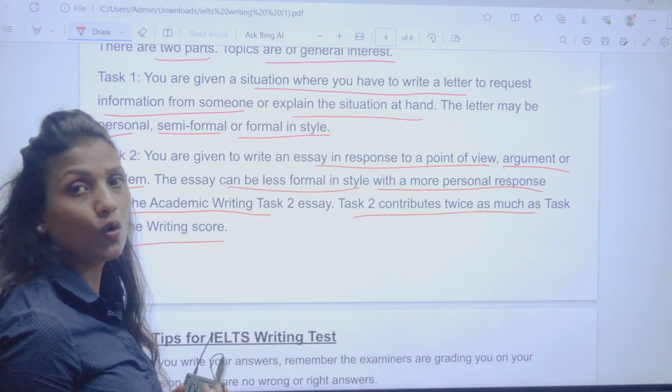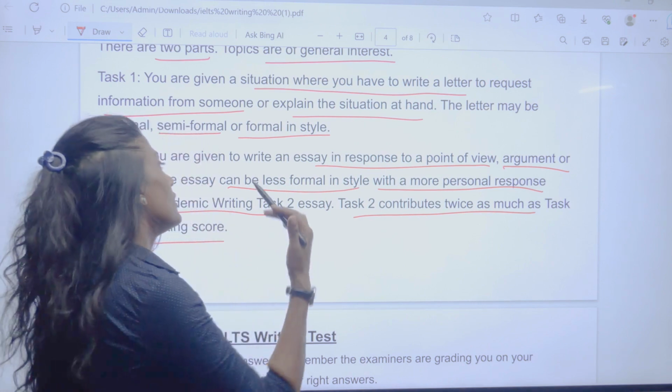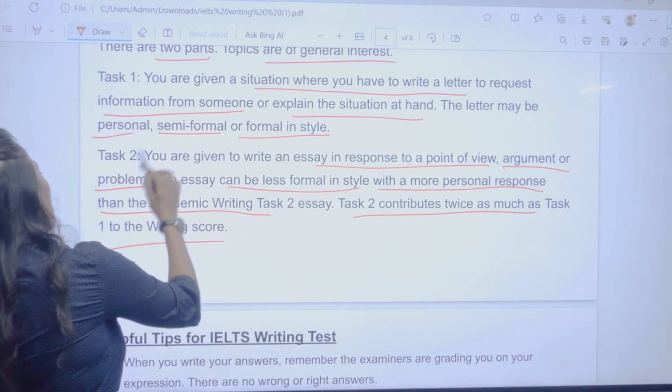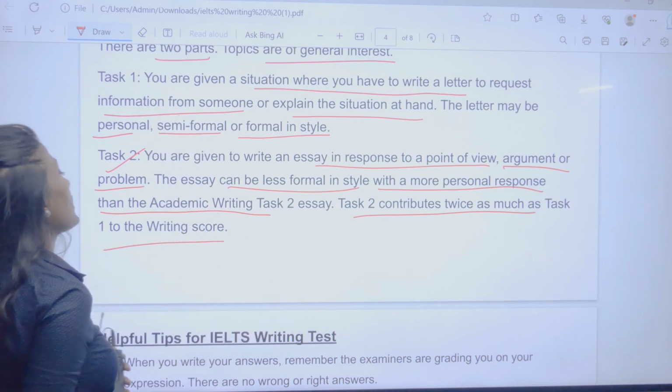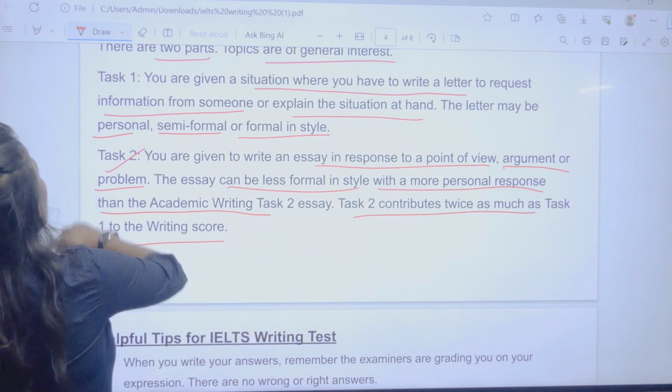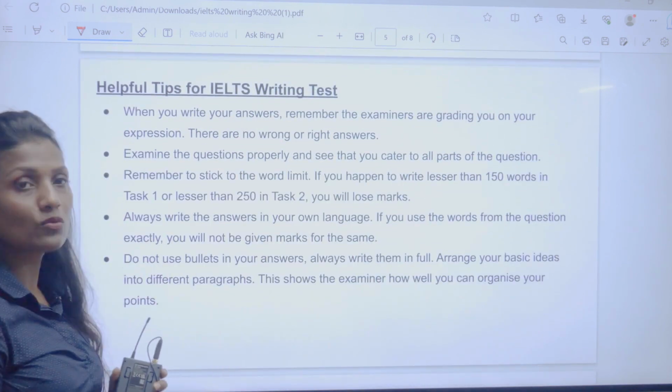Now task 2 contributes twice as much as task 1 to the writing score. So here also students must do task 2 first, then they should switch to task 1. Now let's have some helpful tips for the IELTS writing test.